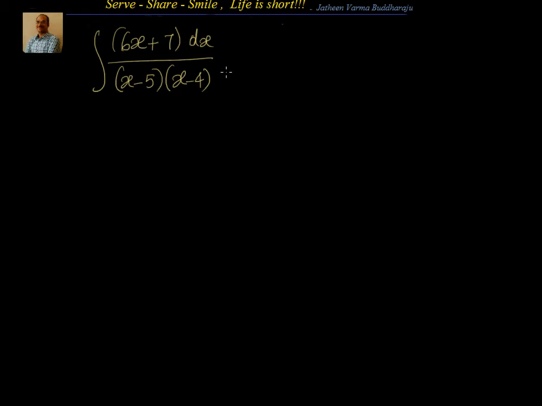We have been asked to find out the integral of 6x plus 7 divided by x minus 5 into x minus 4. What I will do first, I will try to multiply this, and that's nothing but equal to 6x plus 7 dx divided by x minus 5 into x minus 4, which is x square minus 9x plus 20. Okay. Now, how to do this problem?